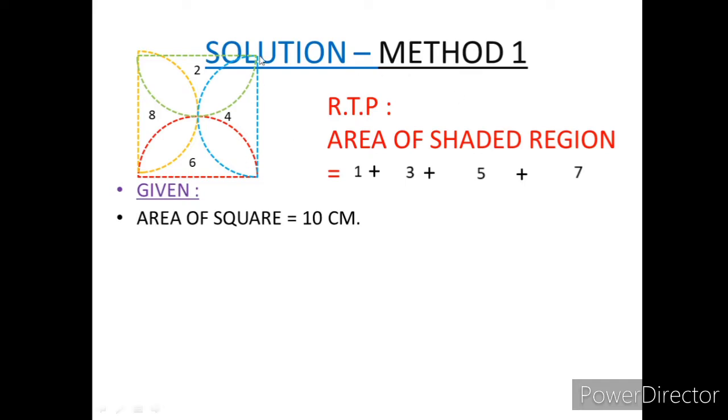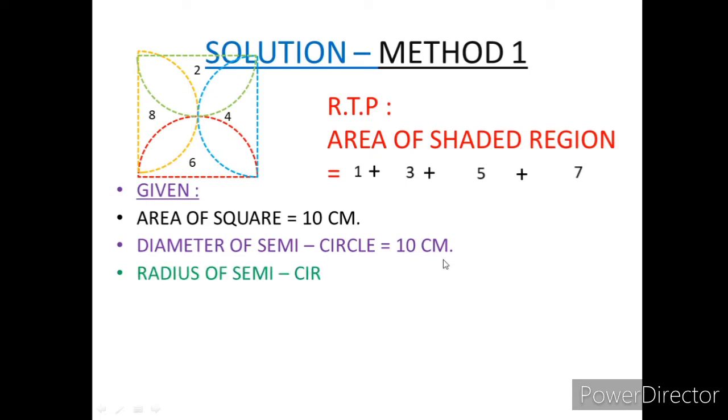Here, this is the side of the square as well as the diameter of the semicircle. You see, this is also the diameter of this semicircle, and this is also the diameter of this semicircle, isn't it? Therefore the diameter of the semicircle is how much? Can you guess? It is nothing but the side of the square. It is also 10 centimeters. But we have to find the radius of the semicircle. If the diameter is 10 centimeters, the radius will clearly be 5 centimeters, isn't it? Then what is the next step?